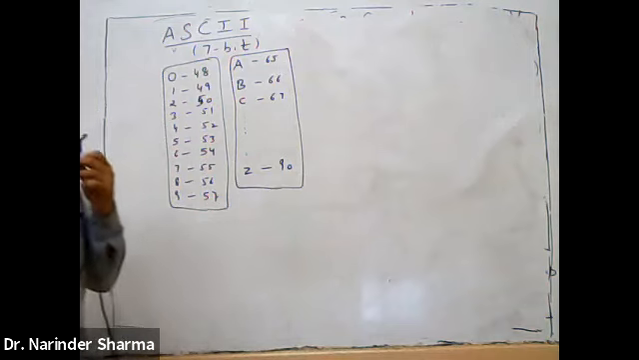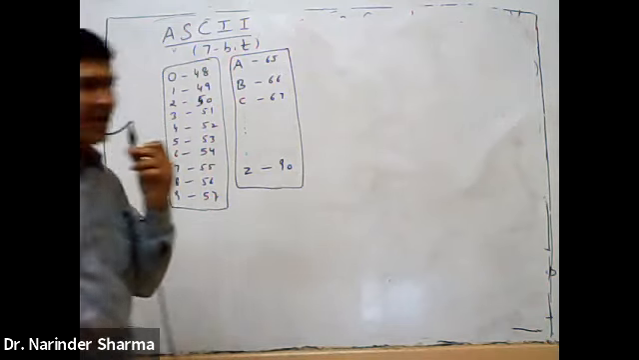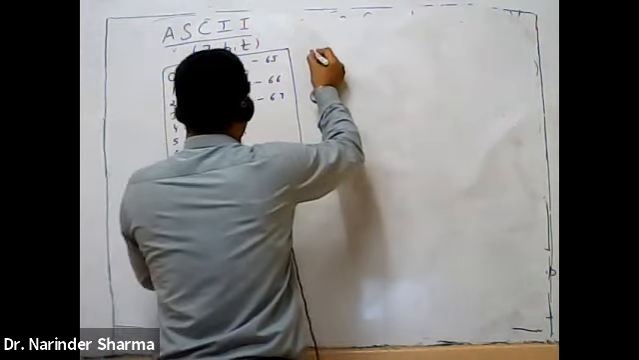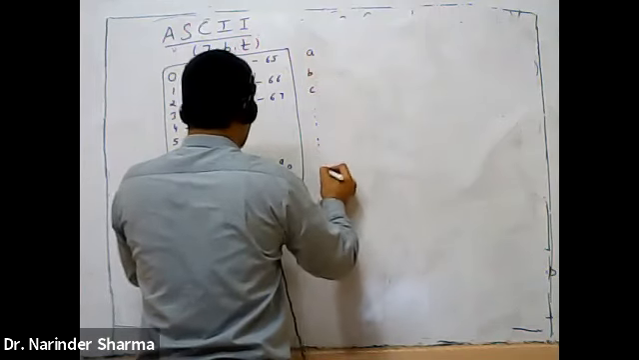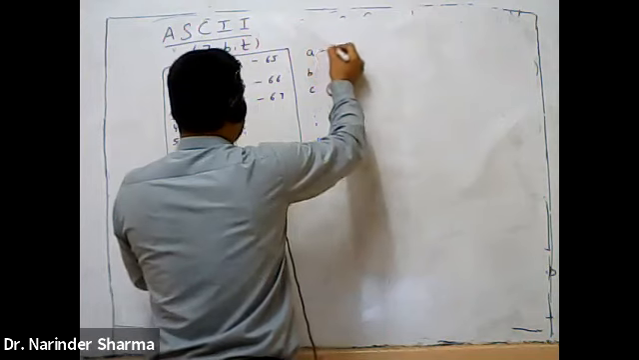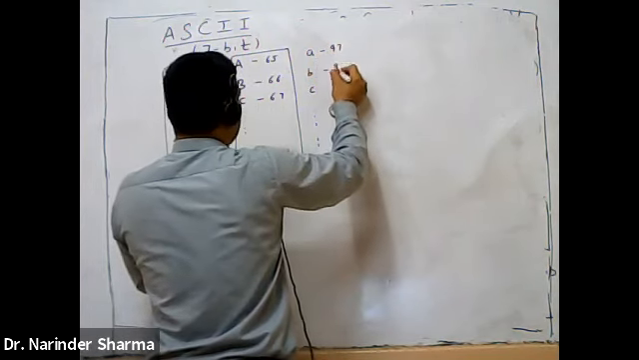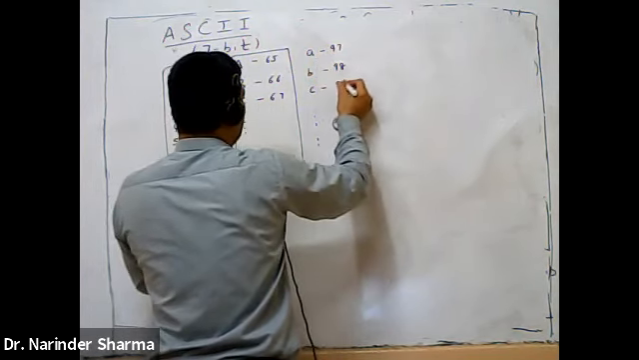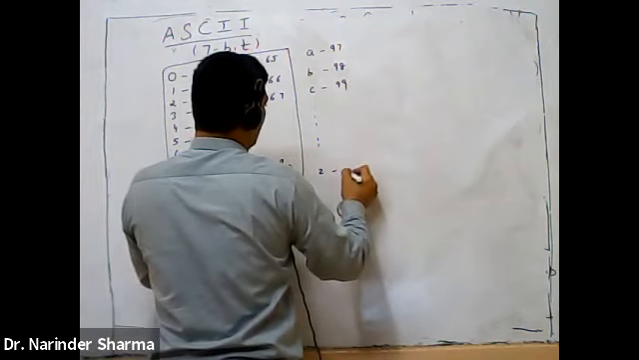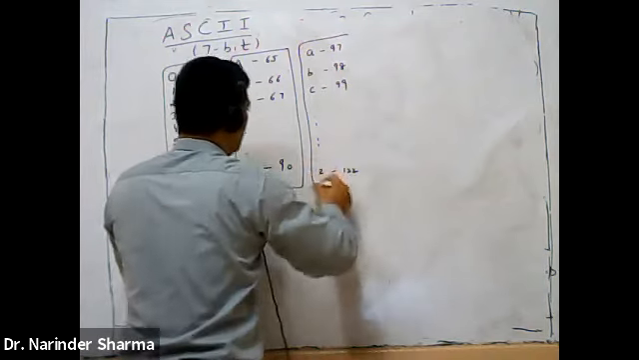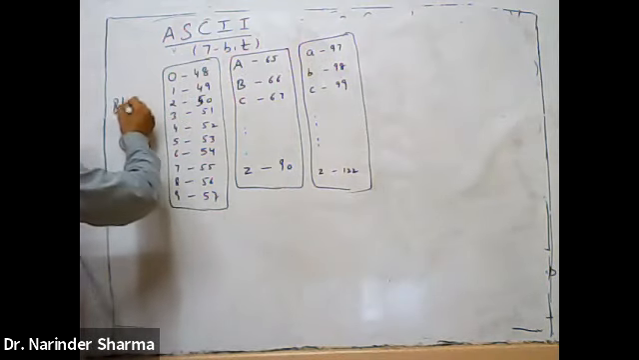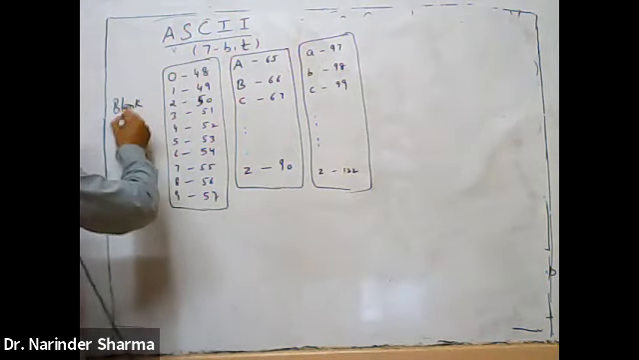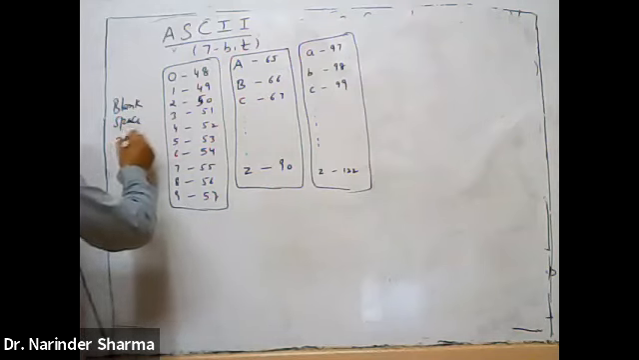That's why we differentiate between the capital letters and the small letters, uppercase and lowercase. What about the lowercase? A, B, C goes up to Z. A stands for 97, B is 98, C is 99, and Z is 122. And there is a blank space. Its value is 32.